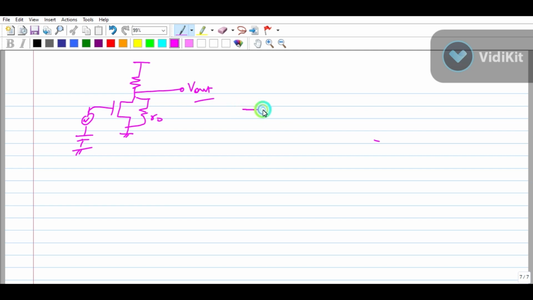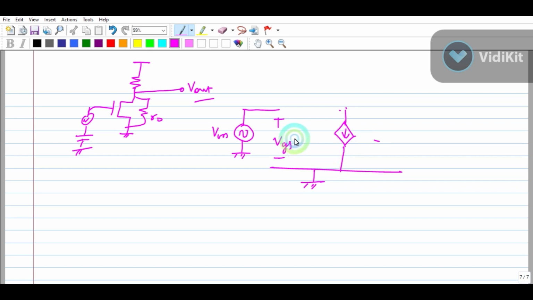So at the input side, there is an input voltage. What is that? V in. It is grounded, and there is VGS. Now, source is ground. Now on the drain side, there is a voltage controlled current source. VGS, I'm writing, it's V in. So it will be GM VGS. So VGS is what? V in. So you can directly write V in.